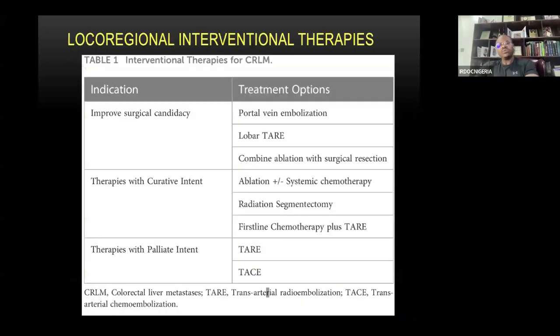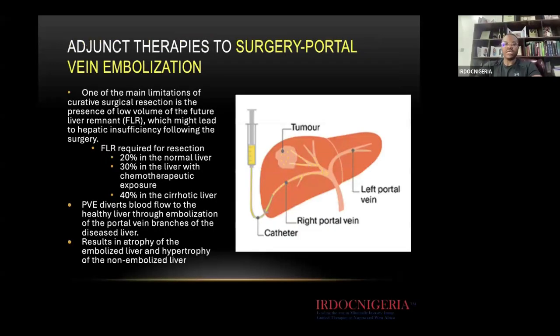Now, we do a lot of local regional therapies in patients with colorectal cancer, and these could be done either to improve surgical candidacy, or as therapies with curative intent, and we'll talk about that a little bit. And then we also do therapies with palliative intent, but we'll start with the therapies that we provide to improve surgical candidacy. As you know, a lot of patients with colon cancer develop hepatic metastasis.